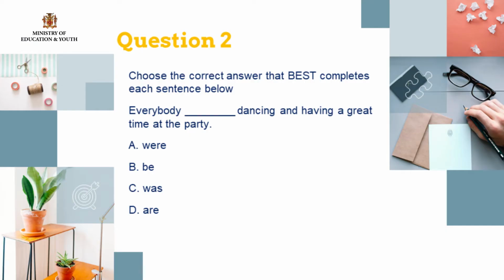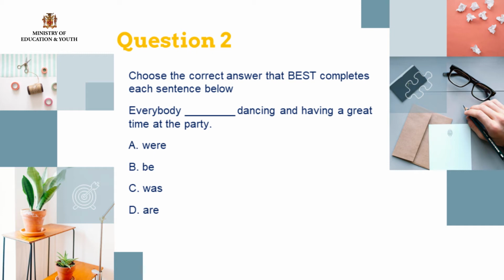Now, let's try this question. Choose the correct answer that best completes each sentence, or in this case, the answer that best completes this sentence. The sentence: everybody blank dancing and having a great time at the party. The options are were, be, was, and are.